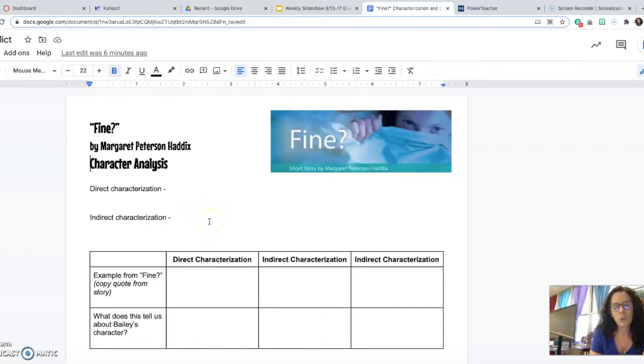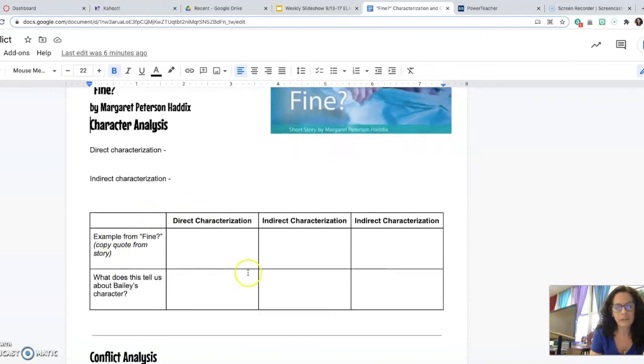So in the story Fine, how you would fill out this chart is you will go back into the story and find 3 examples of characterizations. One direct characterization, and you would copy down the quote from the story, and then answer this question: what does this tell us about Bailey's character? If it's a direct characterization, this quote and this answer will be almost identical.